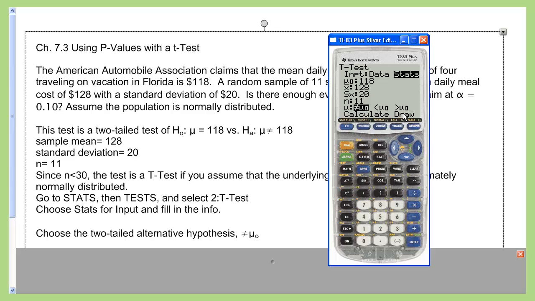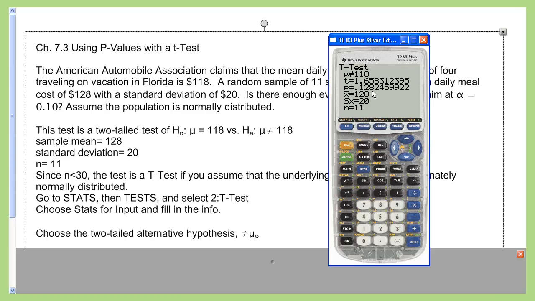If I choose draw, it's actually going to draw the graph for me. So I'm going to look at the p-value instead of the graph. But if you're doing a problem that you need a graph for, of course you would do draw, and it will do that for you. But you can't do both at one time. You'd have to come back and do that. So I'm going to press enter.